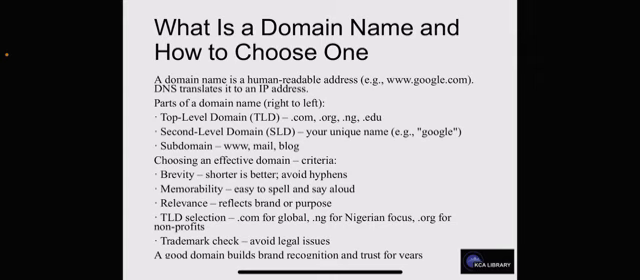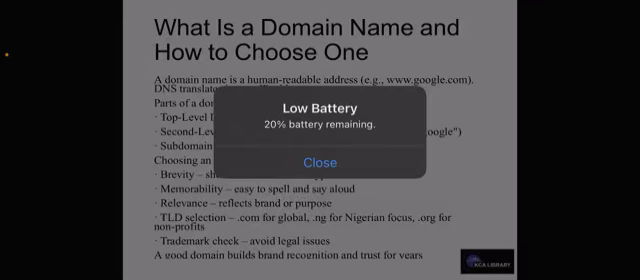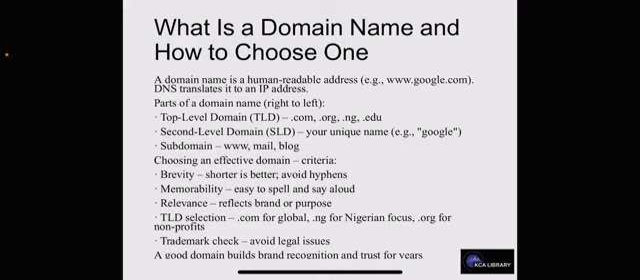Now, criteria for choosing an effective domain: we have brevity, memorability, relevance, and all. Brevity means it must be short. The shorter, the better, and you must avoid hyphens. Memorability: it must be easy to spell and say aloud. You can't go with something ambiguous that people can't easily remember. Then relevance: it must reflect the brand or purpose. Now the TLD section, we have .com for global.